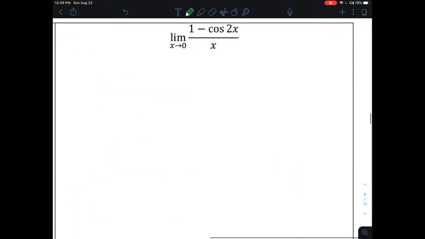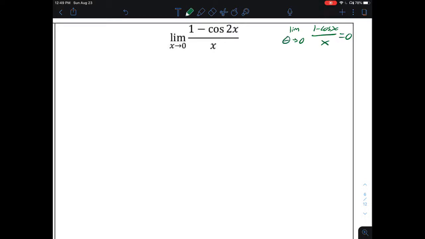Now let's look at another one. So the limit as x approaches 0 of 1 minus cosine of 2x divided by x. Now, our special trig limit that resembles this is the limit as theta approaches 0 of 1 minus cosine of theta divided by theta is equal to 0. Make that look a little better.